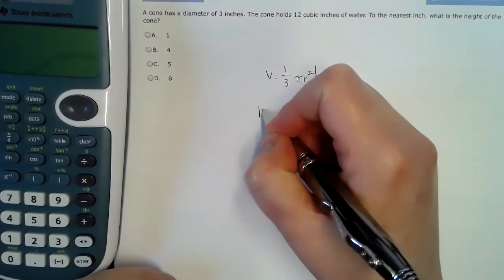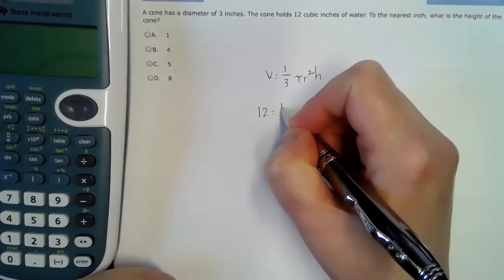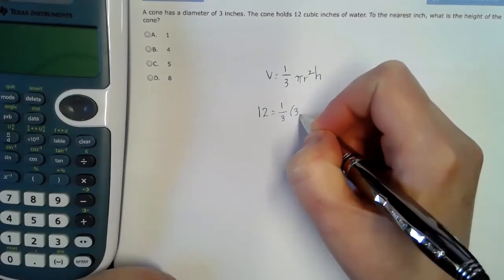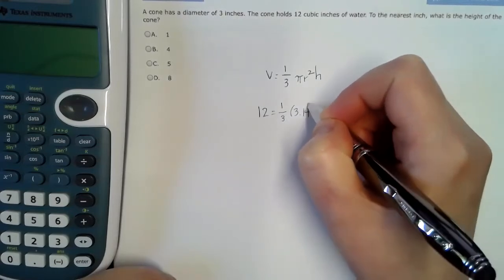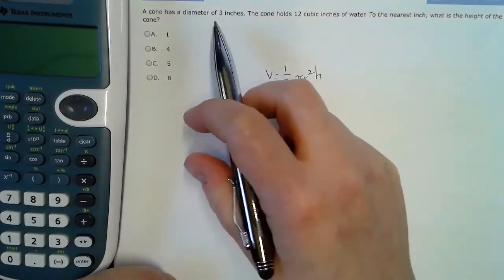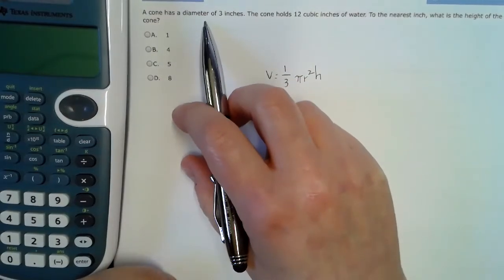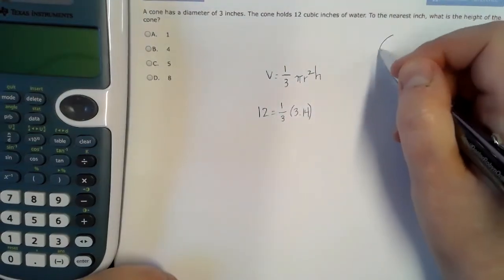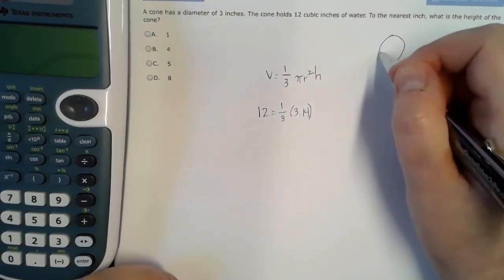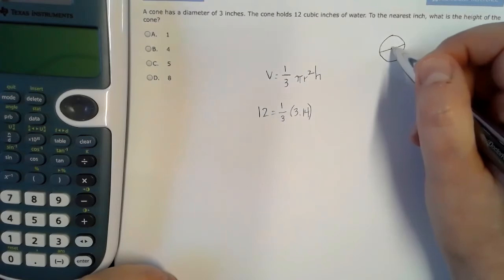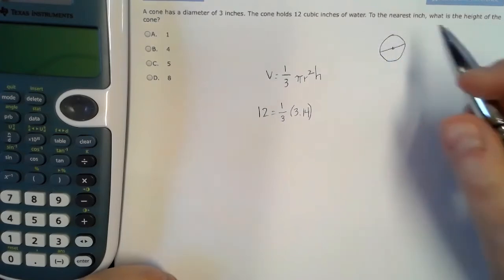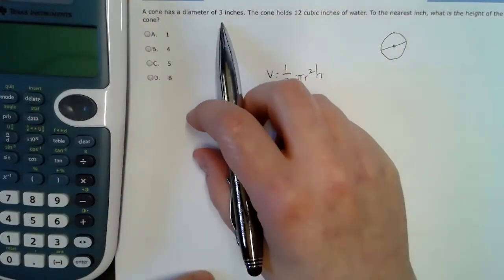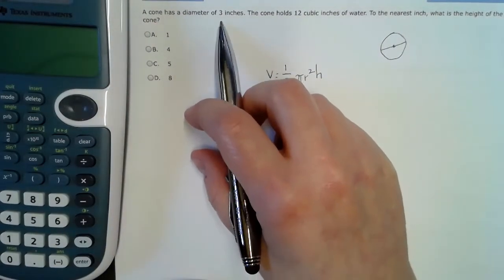So 12 equals 1/3. Pi is always 3.14. The radius, so they gave us the diameter. When you're looking at a circle, the diameter is all the way across. The radius is halfway. So we want to make sure we don't use what they gave us. We need to cut it in half. So the radius is 1.5.